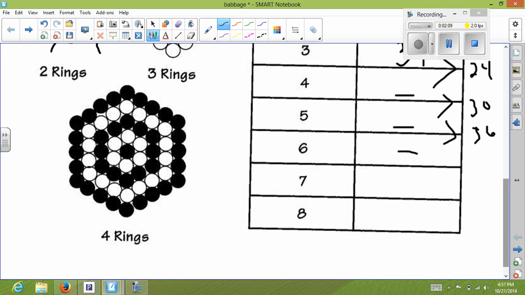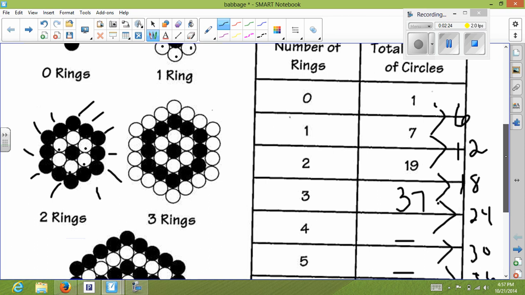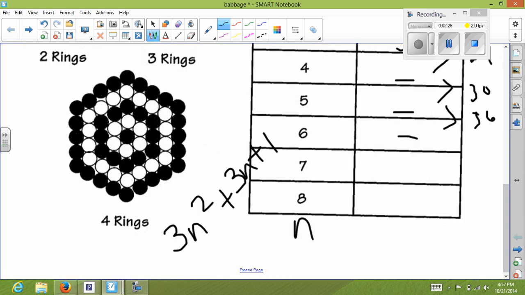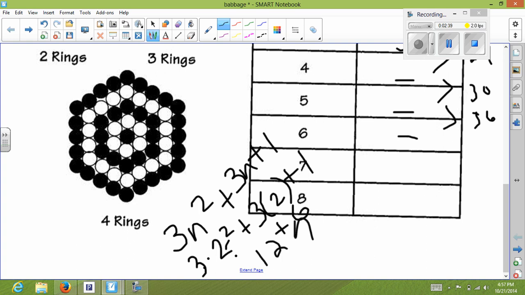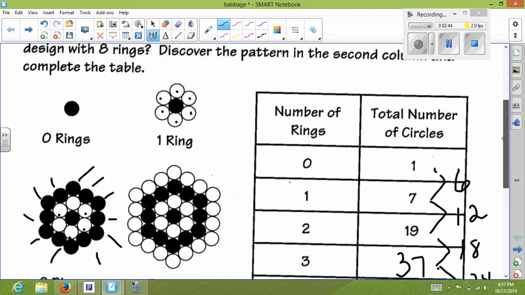If you wanted to know what it would be with any number of rings, the rule for this table is, we call this column n right here, 3n squared plus 3n plus 1. So that means if I take this term up here, like let's take the 2. So I'm going to do 3 times 2 to the second power plus 3 times 2 plus 1. Well, I'm going to start here with the exponents. That's 4, 12, 12 plus 6 plus 1, and that gives me the 19 that I needed earlier.